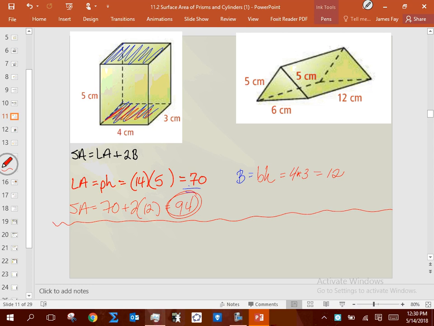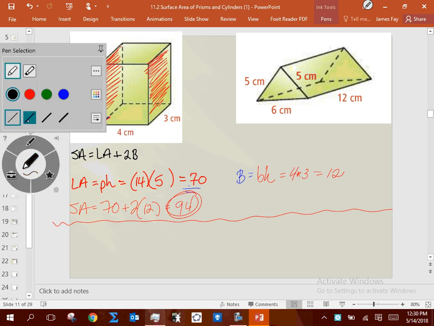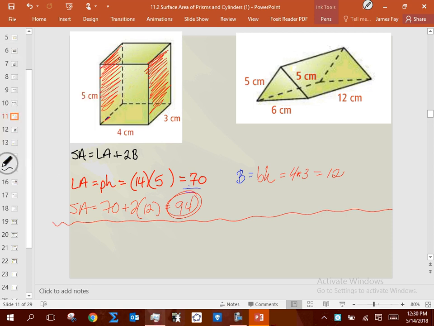Okay? So the areas are redistributed a little bit. So let's see how that kind of impacts things as we choose different bases. So some people are going to say, well, I'm going to allow that side right there to be a base and that side right there to be a base. Okay? So if I did lateral area with that, okay, lateral area would be P times H.